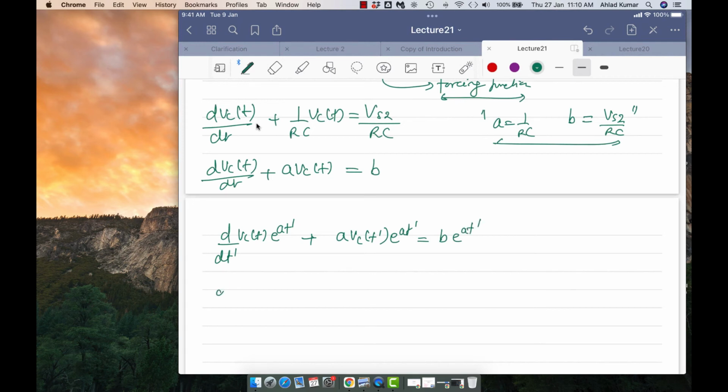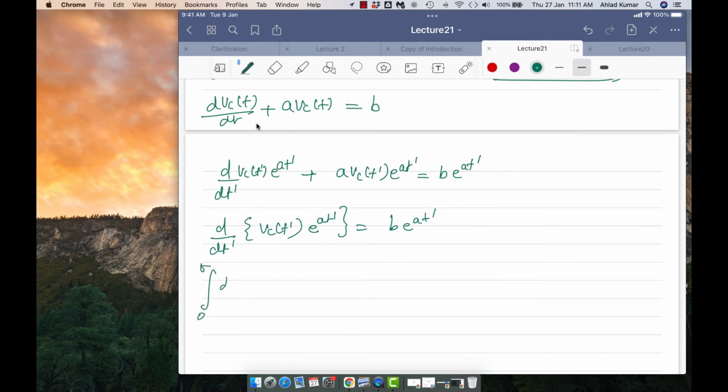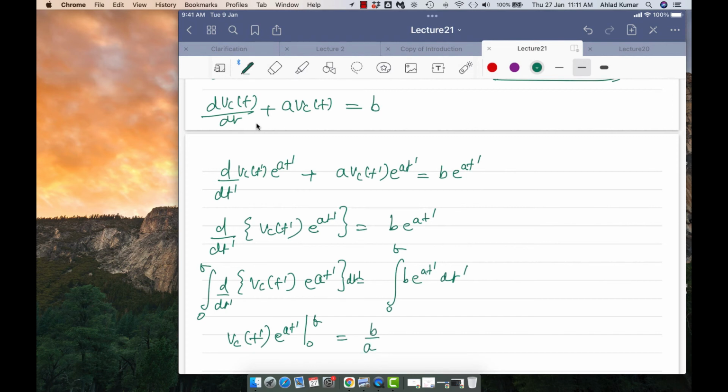Okay, now what we can do, we can actually write like this. Then here you have this. And now you integrate these terms from 0 to t, d/dt prime of Vc(t prime) e^(At prime) equal to the integration from 0 to t of B e^(At prime) dt prime. So once you do this, you will get Vc(t prime) e^(At prime) from 0 to t, and here you have B by A e^(At prime), again from 0 to t, so your answer will be B by A e^(At prime) minus B by A.